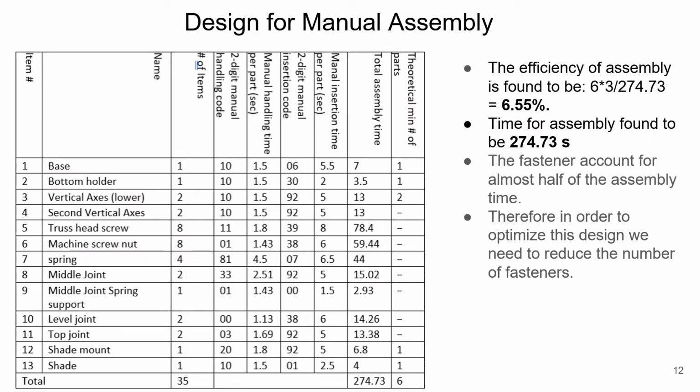We analyzed the time required for manual assembly and found that it was 274.73 seconds with a total part count of 35. The theoretical minimum number of parts was only 6, and the assembly efficiency was found to be 6.55%. We also noted that the fasteners took up more than half of the time required for assembly, and therefore we looked to try and reduce the number of fasteners in order to improve its assembly efficiency.